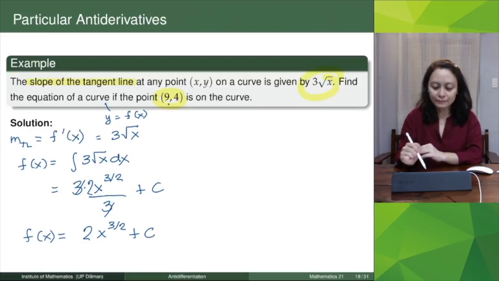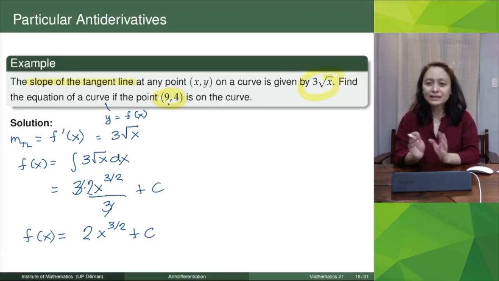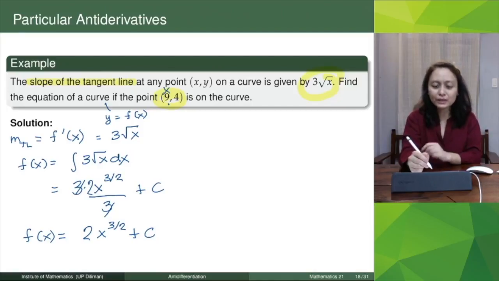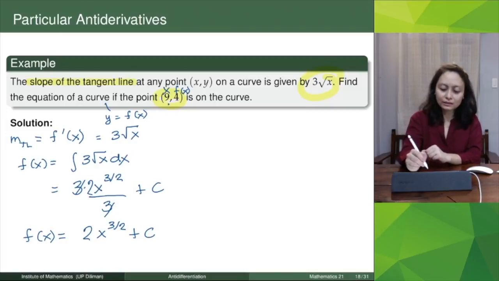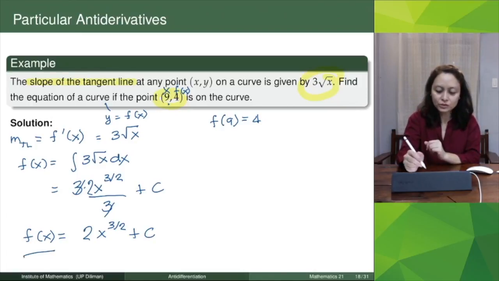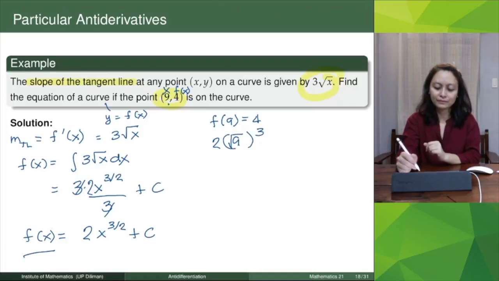Itong 9, 4, okay, ito yung parang initial condition natin. Ano yung sinasabi niya? If your x is 9, this point is on the curve, 4 is equal to f of x. Okay? Or, in other words, f of 9 is equal to 4. Okay, yan. So, using this, nakuha na natin yung f of x dito. So, f of 9, you have 2 times 9 raised to 3 halves. So, that means square root of 9 cubed, okay, plus c is equal to 4.